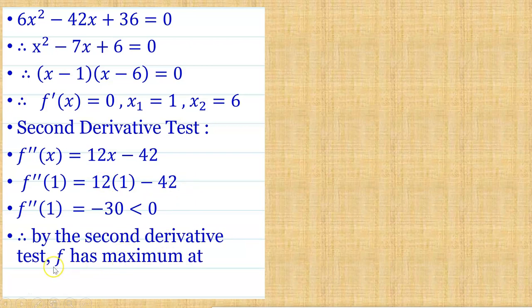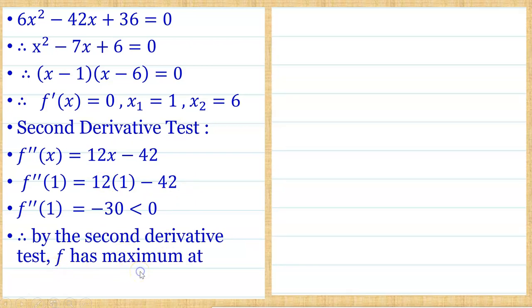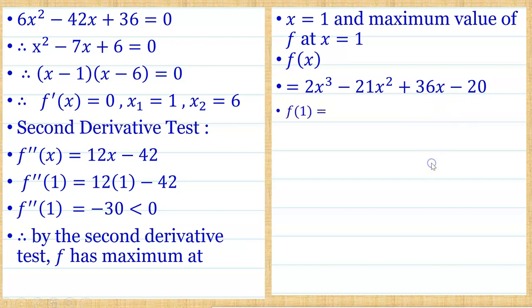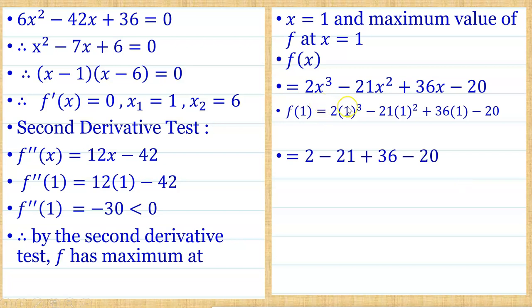Therefore, by the second derivative test, f has a maximum at x equals 1. And what is the maximum value of f at x equals 1? f of x is 2x cube minus 21x square plus 36x minus 20. Replace x by 1. 2 into 1 cube minus 21 into 1 square plus 36 into 1 minus 20. Here you will get 2 minus 21 plus 36 minus 20, and overall here you will get minus 3. f of 1 is minus 3. This is the maximum value.